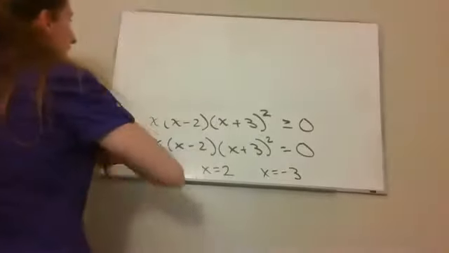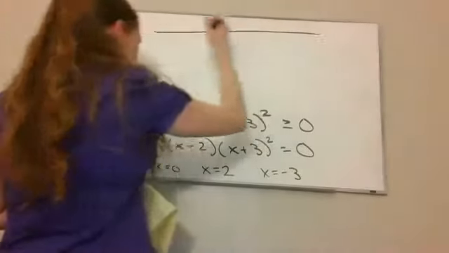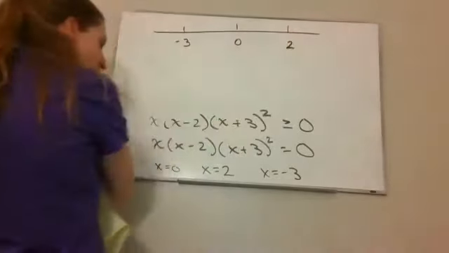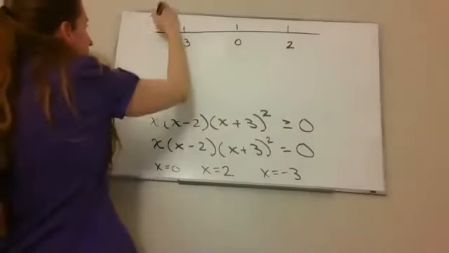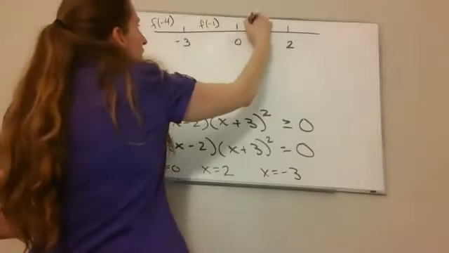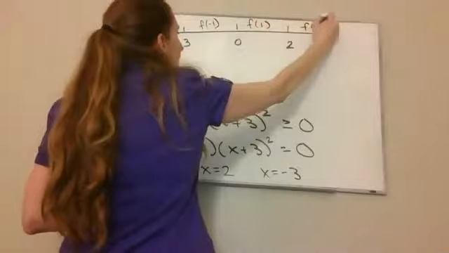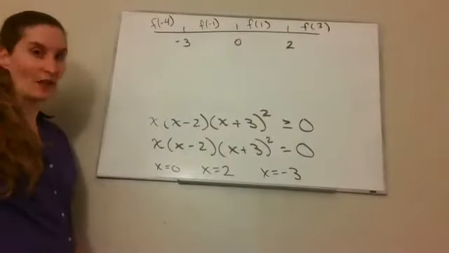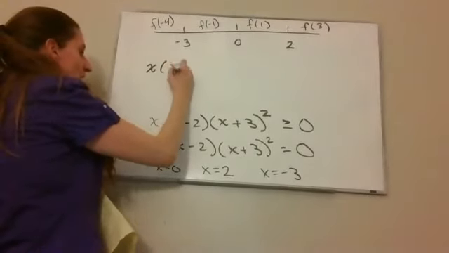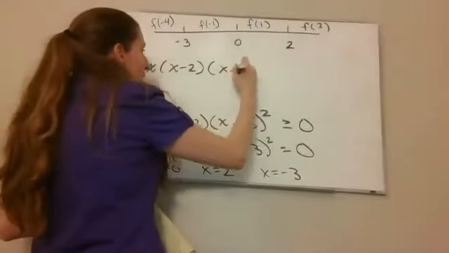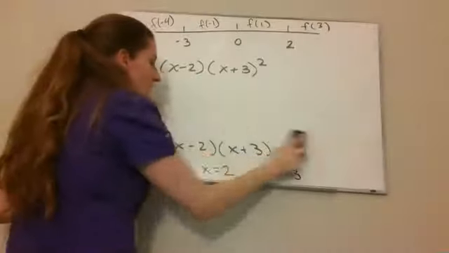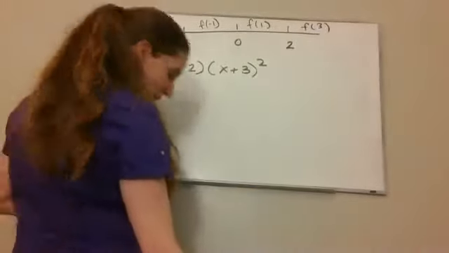So on my number line, I have negative 3, I have 0, and I have 2. And I want to check something in each piece. So I'll use negative 4, negative 1, 1, and 3, just choosing the easiest values that I can think of. And we're plugging it into x minus 2 times x plus 3 squared to see if we get something positive or negative. So let's start with the negative 4.